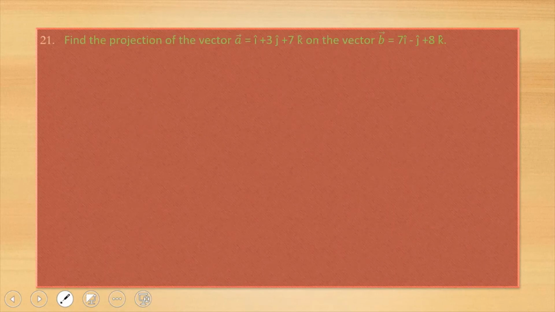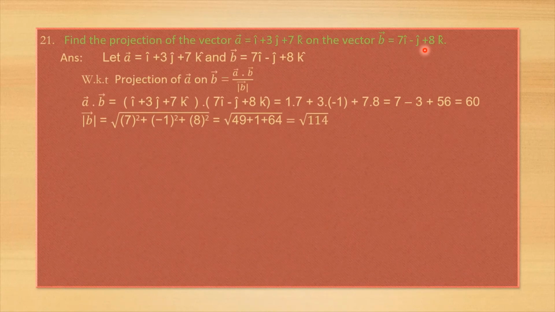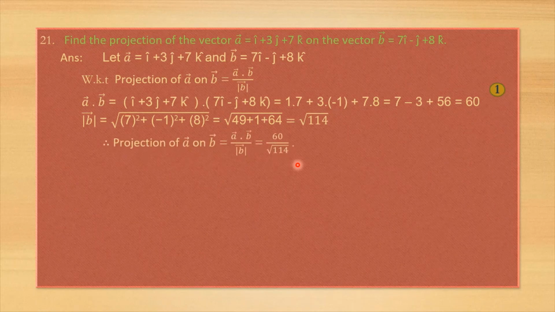Question number 21 is like this. Find the projection of vector A on the vector B. As you all know, the projection of vector A on vector B is nothing but the dot product of A and B divided by the magnitude of B. First let me find the dot product of A and B, which will be 60, and the magnitude of vector B will be root of 114. Now I need to find the projection of A on B. For this you will be awarded 1 mark, and for the final answer, that is replacing A dot B and the magnitude of B, you will be awarded 1 mark.